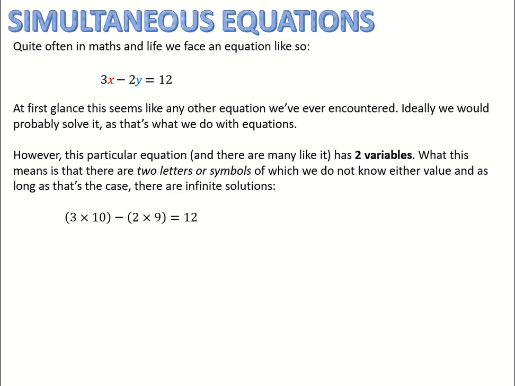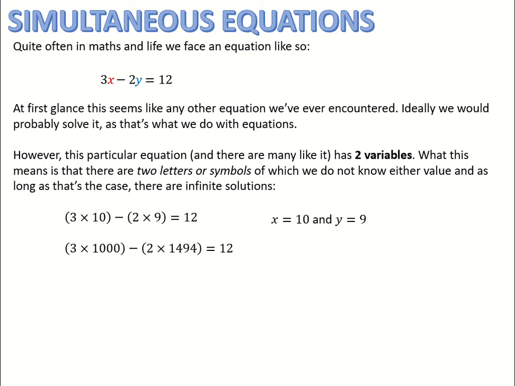I'm just going to take you through three of them just now and show you what I mean by that. The actual equation as it's written is 3 times x minus 2 times y equals 12. What it basically means is 3 times something minus 2 times something else will equal 12. So I've just picked some random numbers here. We can see that 3 times 10, which is 30, minus 2 times 9, which is 18. So 30 minus 18 is equal to 12. One solution could be that x is 10 and y is 9. That seems like a perfectly good solution, and that is a solution.